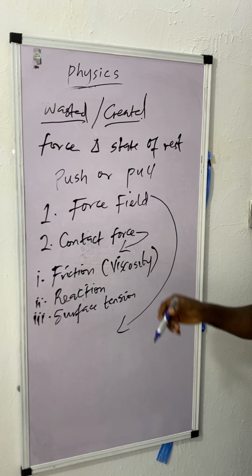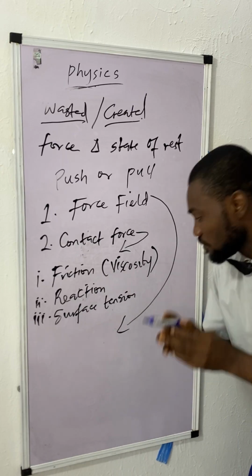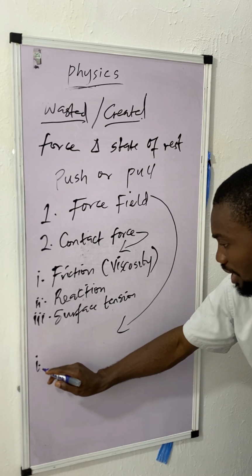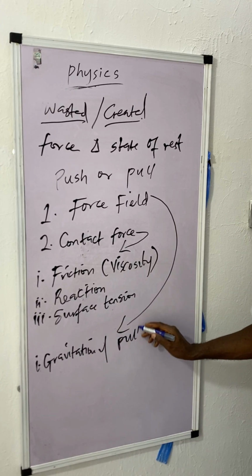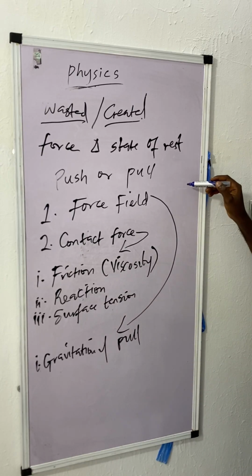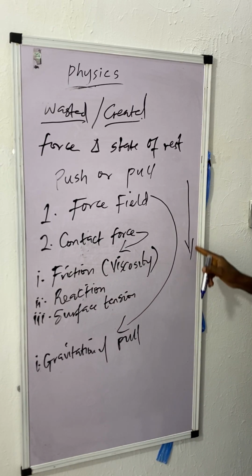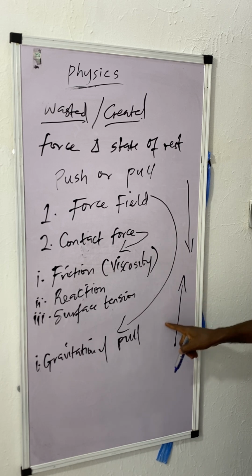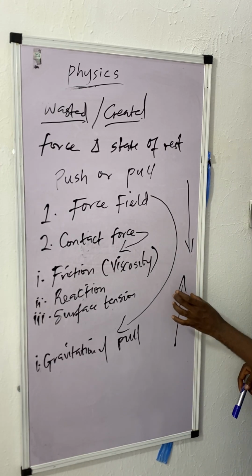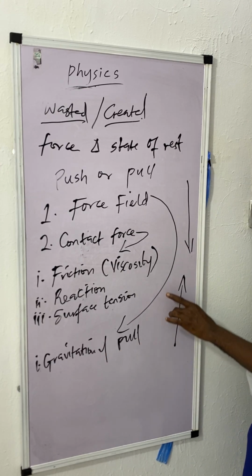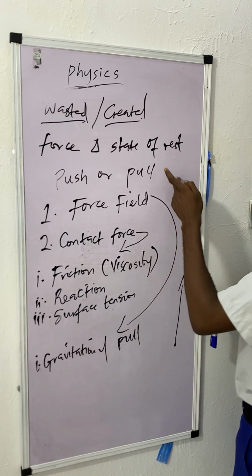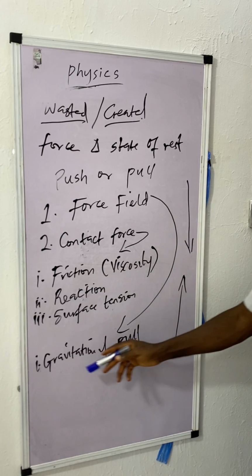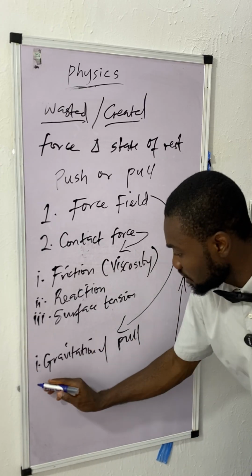Then for the force field, it does not require contact. It does not require contact for you to experience a force field. Example of force field, we have 1, which is gravitational pull. When do we expect gravitational pull? When an object is dropping to the earth. When it's ascending, it's going against gravitational pull. It gets to a point when the gravitational force is greater than the force exerted on the object. Immediately the gravitational force is greater, the object starts dropping, and that is as a result of gravitational pull.